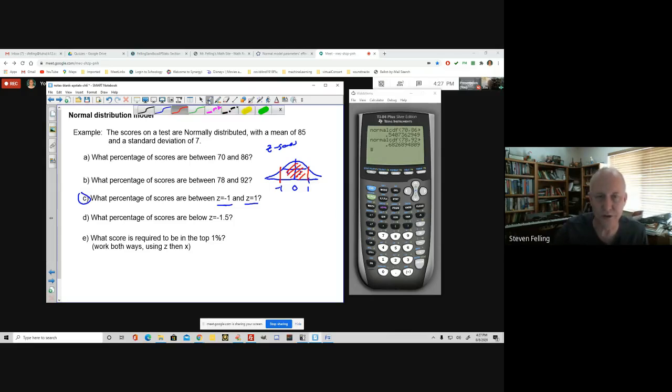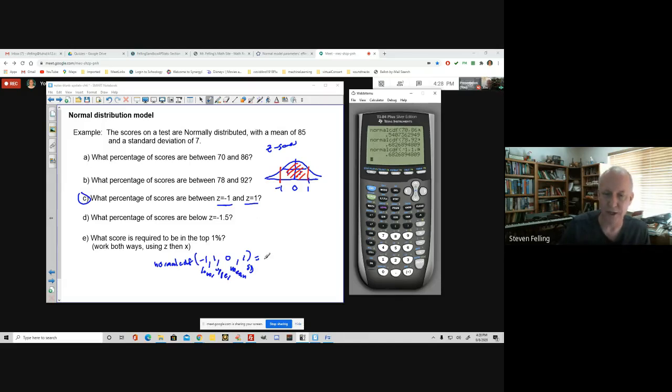But let's go through the whole process of what you'd have to show on a quiz or a test. Normal CDF. This time we would say the lower boundary is -1 and the upper boundary is 1, but the mean will be 0 and the standard deviation will be 1. So our lower value is -1, our upper value is 1, our mean is 0, and our standard deviation is 1. And if we do that in a calculator, normal CDF from -1 to 1 z-score, and for z-scores the mean is always 0 and the standard deviation is always 1, then we get that same 68.27%.